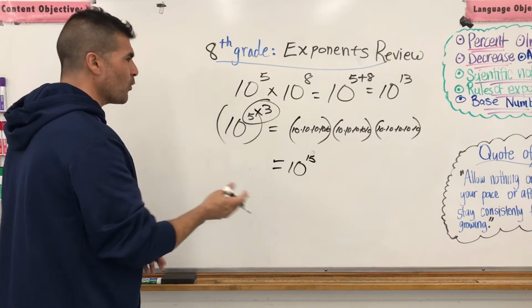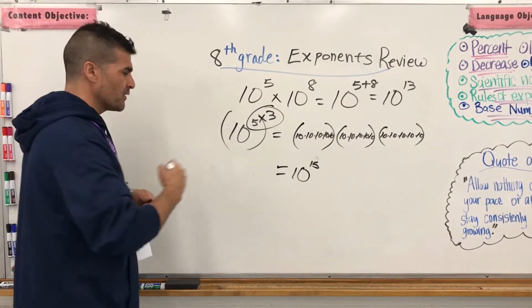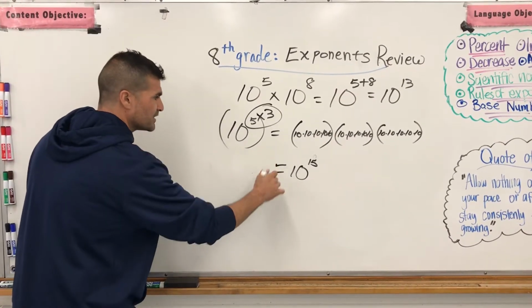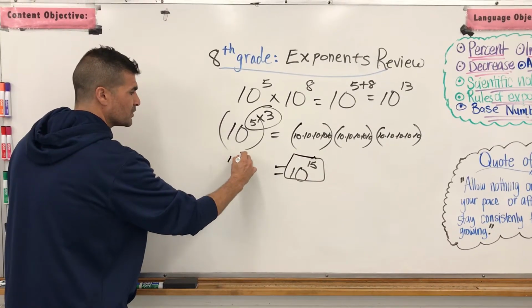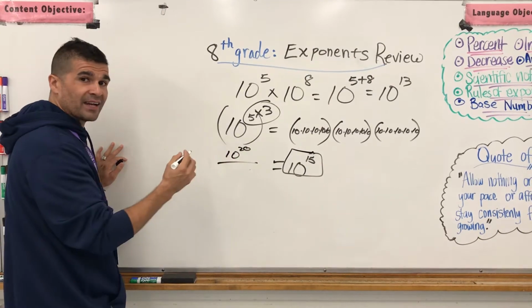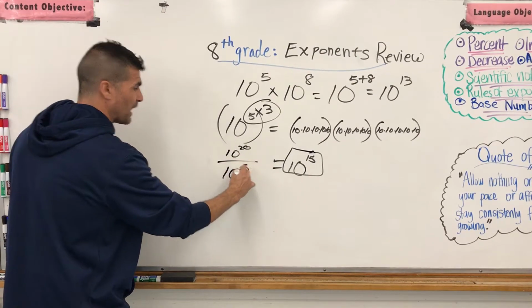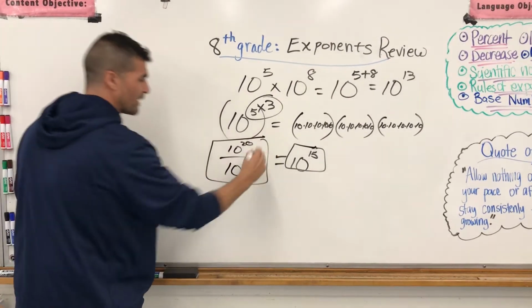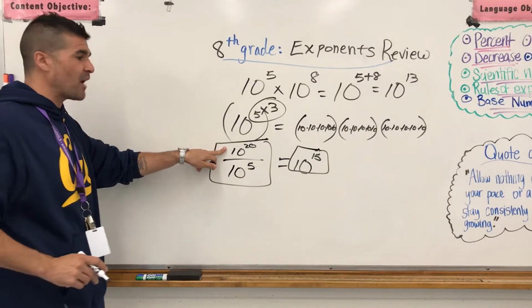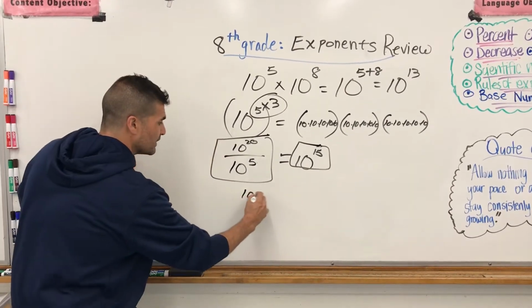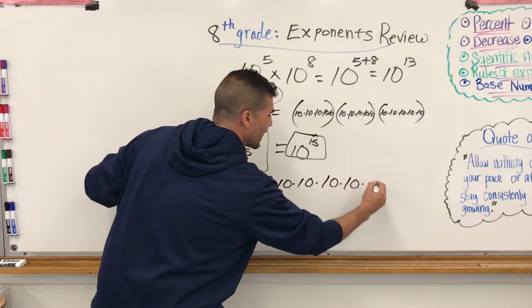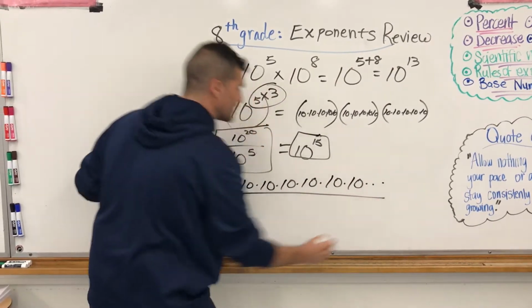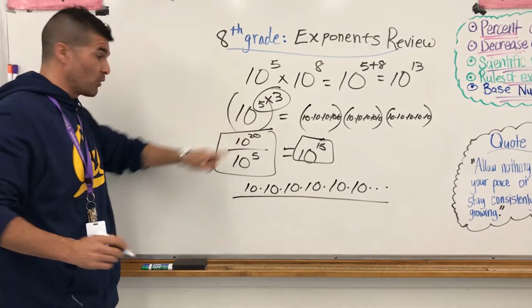If I keep on talking about these 10s, for example, I can say that 10 to the 15th power easily could be 10 to the 20th power divided by 10 to the 5th power. See, this is true, because how many 10s would I have on the top? Well, I'd have 10 times 10 times 10 times 10 times 10 times 10, and I'd have to keep on going how many times in a row? 20 times in a row.